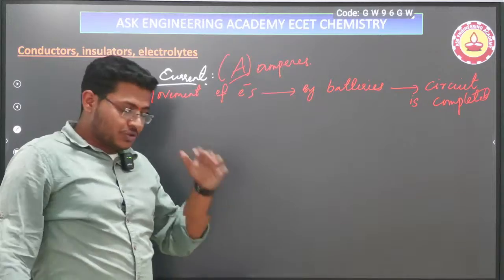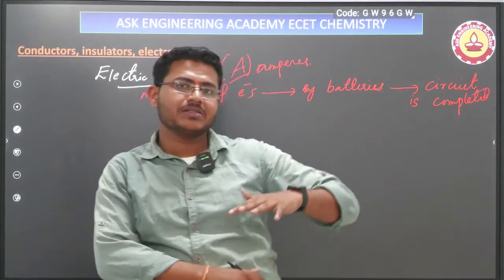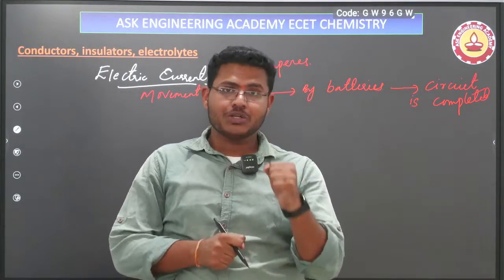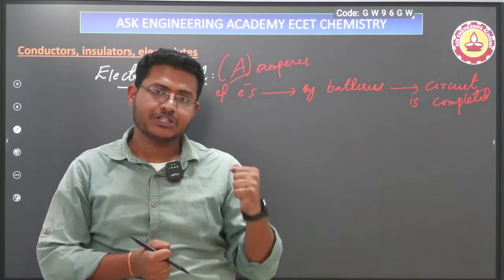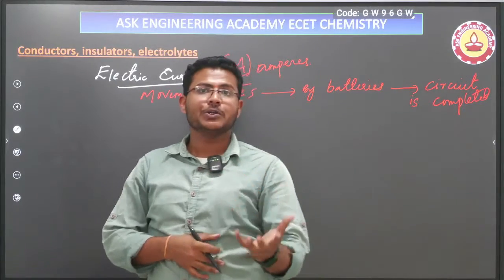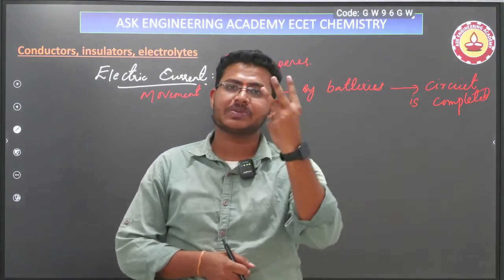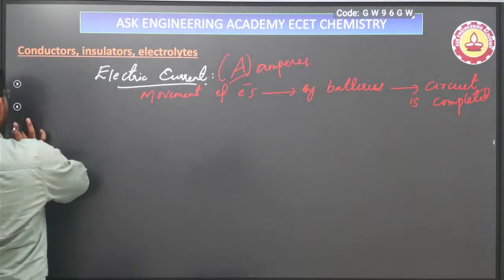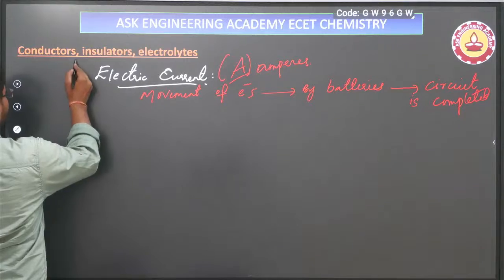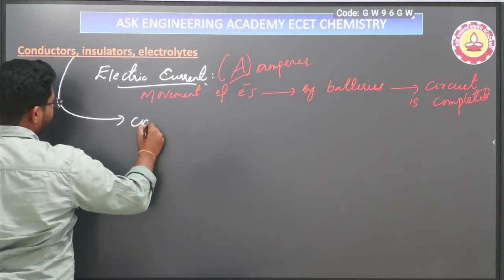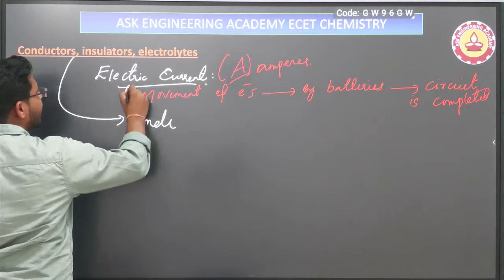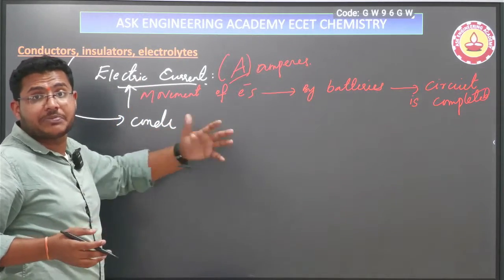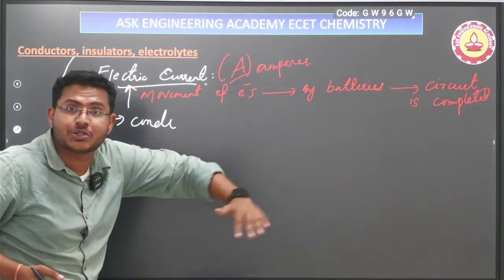In this universe, substances are classified according to their ability to carry electric current. Based on the ability of the substance to carry the electric current, the substances are classified into three types: conductors. This classification is purely based on how much the substance can allow the current to pass through it.